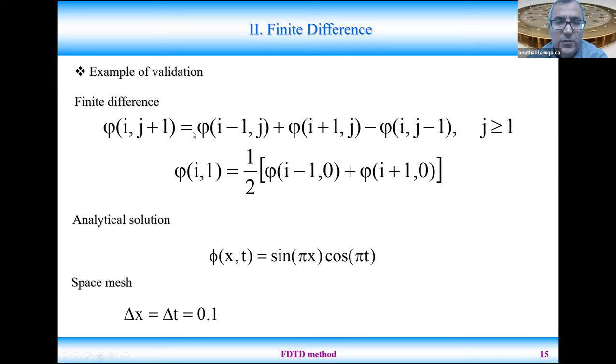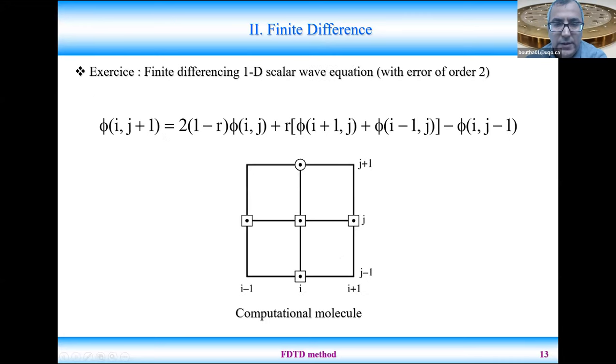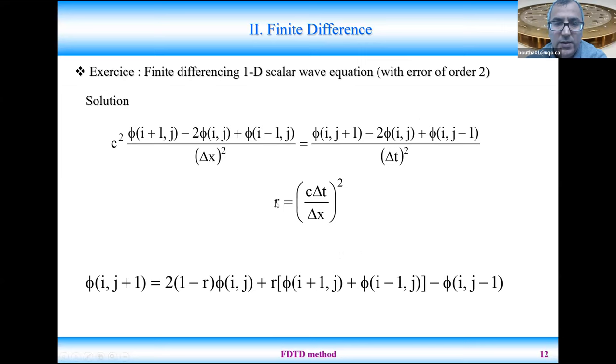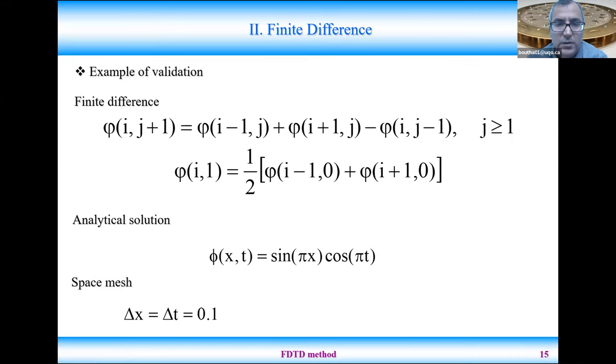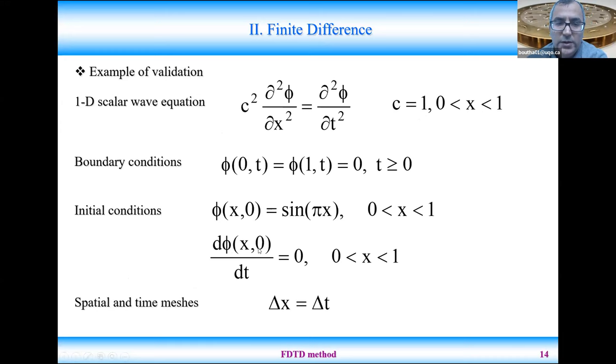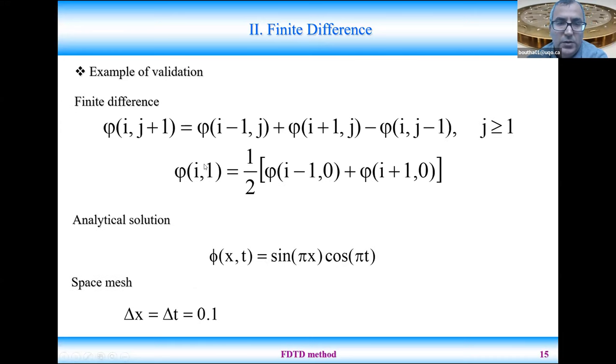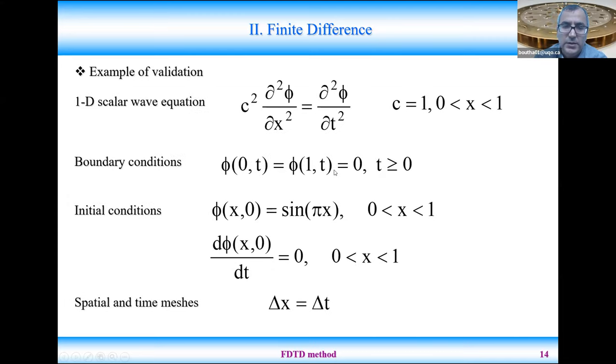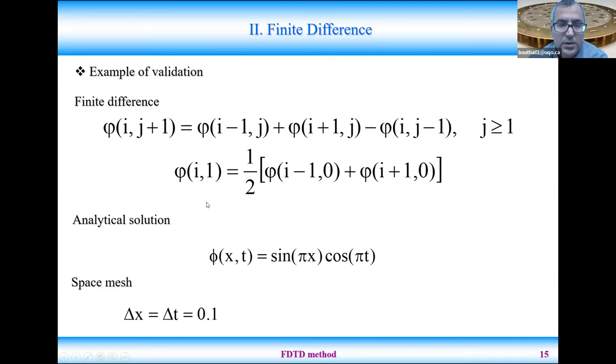So in the finite difference, if we have c equal one and delta x equal delta t, then we will have r equal one. So this one will cancel. This one will be one here. So the equation will be simpler, just the equation here. This equation that we see here is obtained by using this initial condition here. So we know that at t equal one, we need to have this. And at t equal zero, actually it's this one.